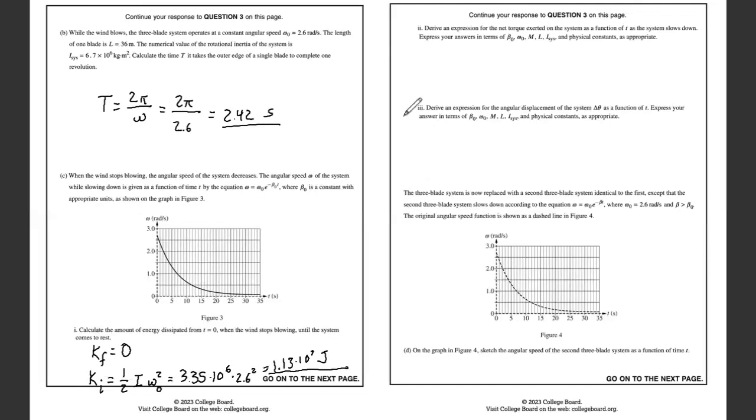Good. Moving on to the next page, derive an expression for the net torque. Well, we do know that torque is related to angular momentum, right? So torque is going to be dL/dt, but note that the inertia is constant. So therefore, it's just going to be I times the derivative of angular velocity with respect to time. If you take the derivative of the exponential, you will get negative beta naught I system times omega naught e to the negative beta naught t.